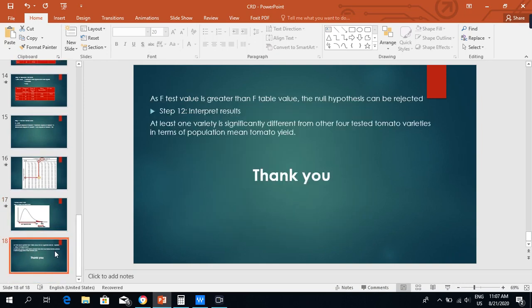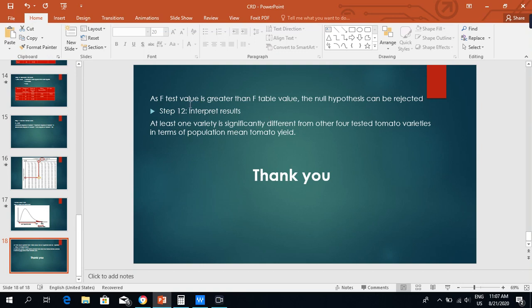Then we can state our conclusion: if the test value is greater than the F table value, the null hypothesis can be rejected. Yeah, this is very important. You should write this statement, and it is essential.